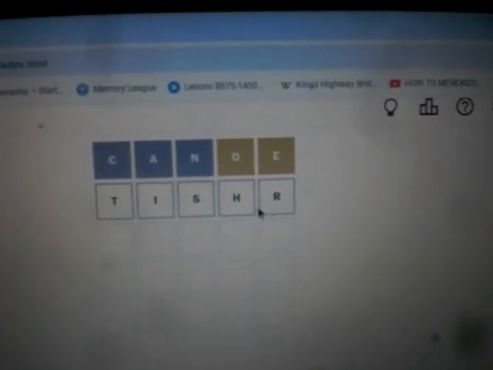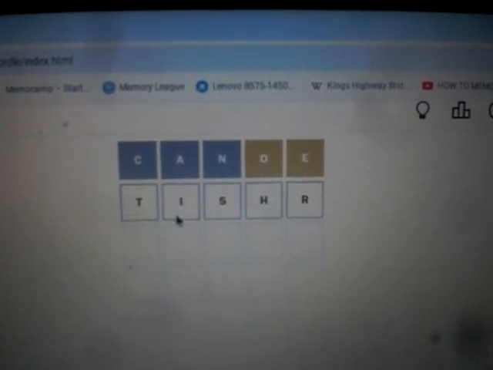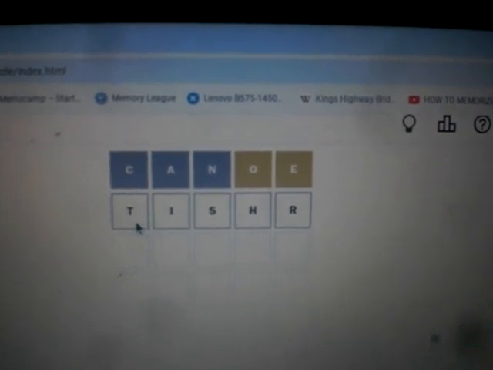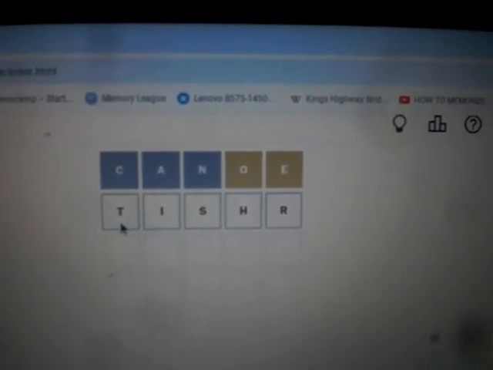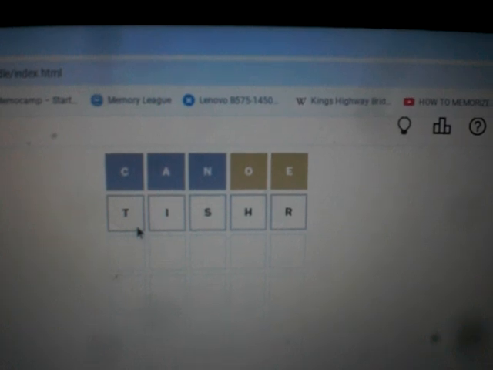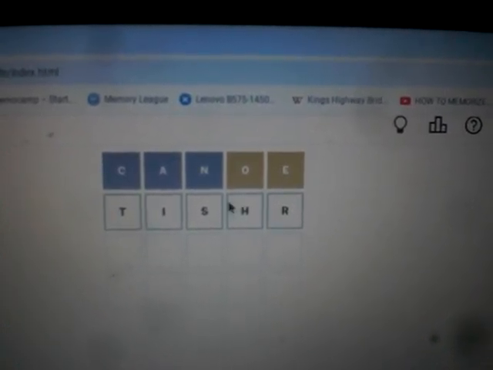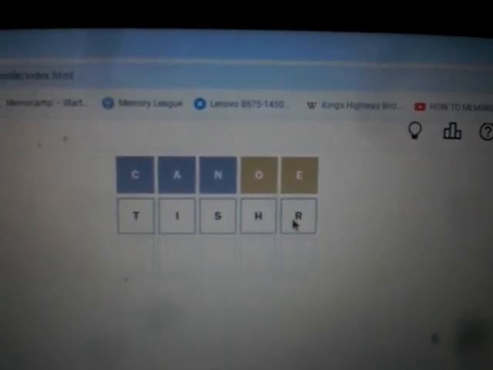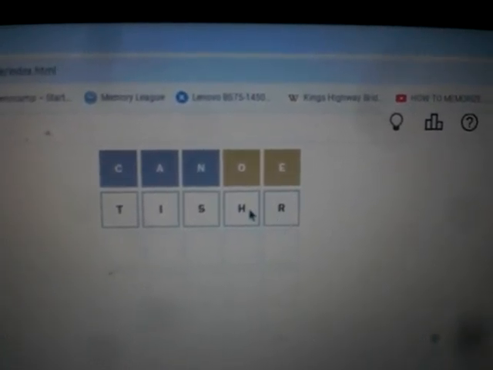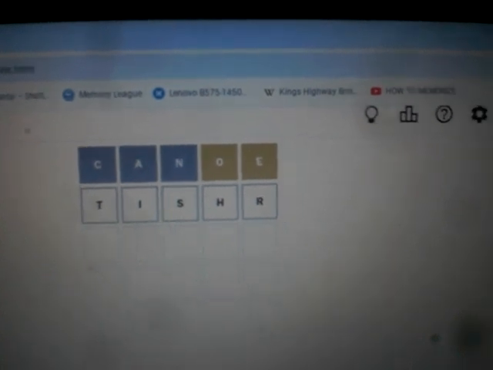H-O-S-E-R. Hoser, like a hoser, a Canadian slang term. I don't know if this is a Wordle word. Someone who hoses the driveway, a hoser. You're a hoser, eh? Okay, that was bad. All right. Let's see. Anything else? Poser, but I don't want to guess the P. It's not as common. I want to use these common letters. So let's go with hoser. Okay, we'll see if that is a Wordle word.